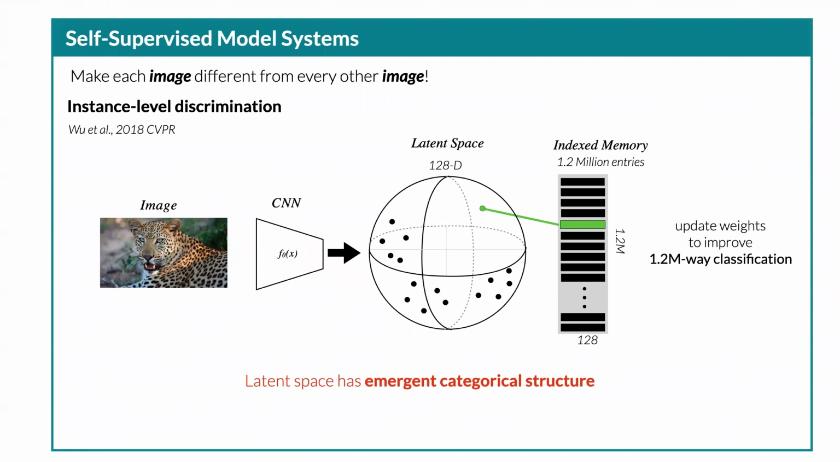And the cool thing is that the latent space ends up learning emergent categorical structure. Cheetahs end up mapping to similar points in the latent space as other cheetahs. But this indexed memory bank is a little bit like a supervised label now at the index level or image level. So we wanted to get away from this.